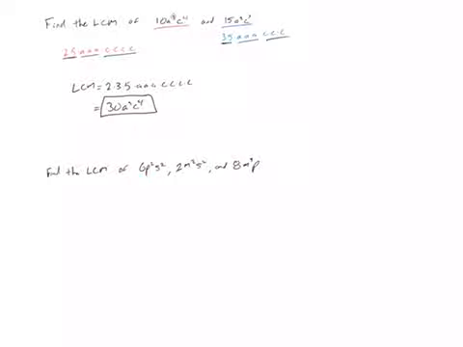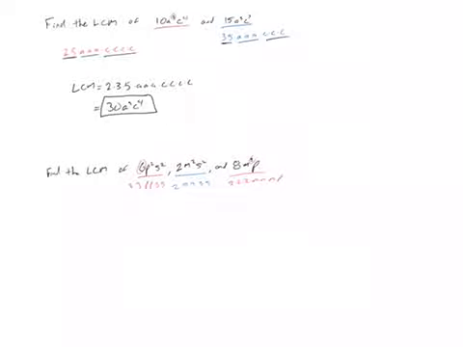Let's try another one. This one has 3. So this one here is going to be 2 times 3 to get that 6 times p times p times s times s. This one is going to be 2 times m times m times s times s. This one's going to be 2 times 2 times 2, because that's 8, times m times p, times m times p, because that's a 3 up there.